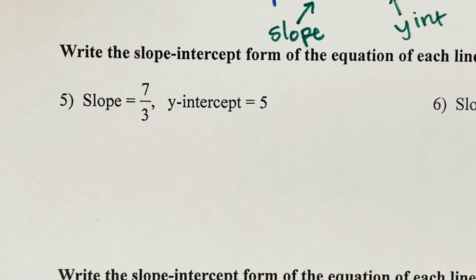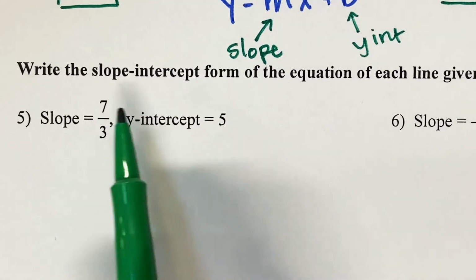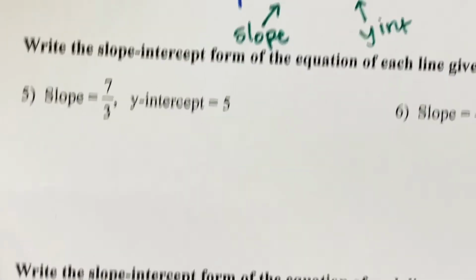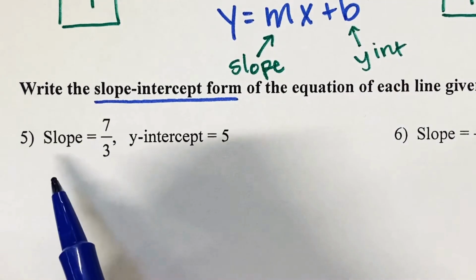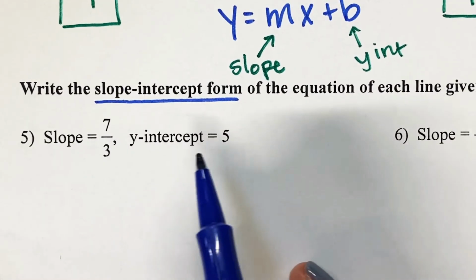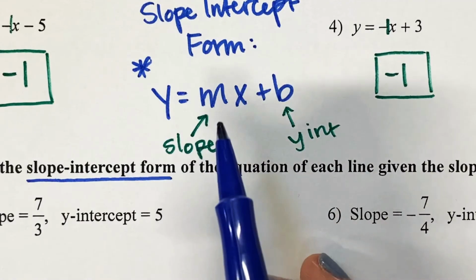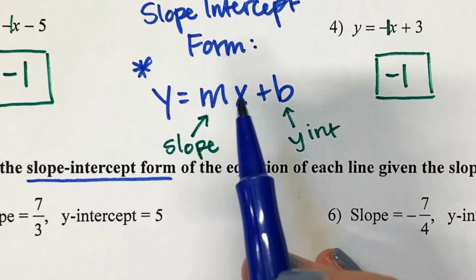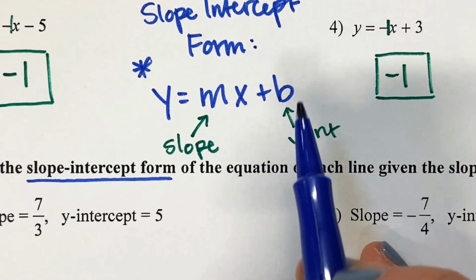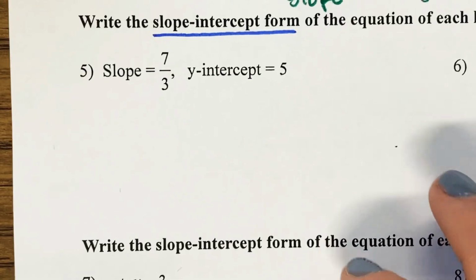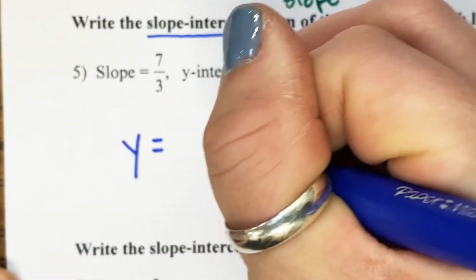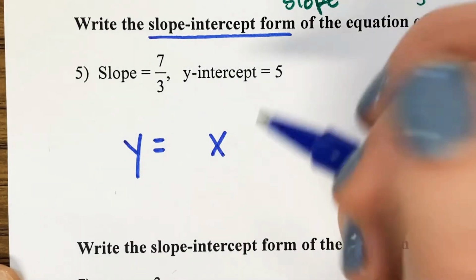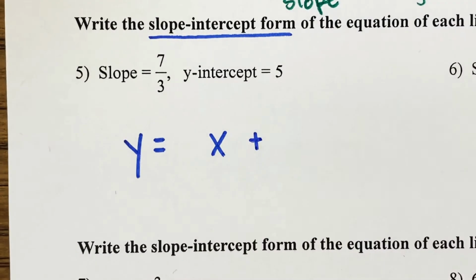Okay, so let's look at number 5. Now, getting a little more practice with slope-intercept form, it's asking us to write the slope-intercept form of the equation. Okay, it gives us our slope, and it gives us our y-intercept. So let's look back up here at our equation. Well, our slope always comes first. It's followed by its x, and then the b is our y-intercept. Okay, so one thing we can always write, let's start with y equals, and x is always going to be there, and then a plus is always going to be there. Well, sometimes. We'll actually talk about that more in a second.